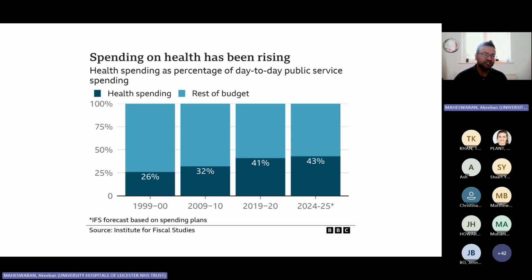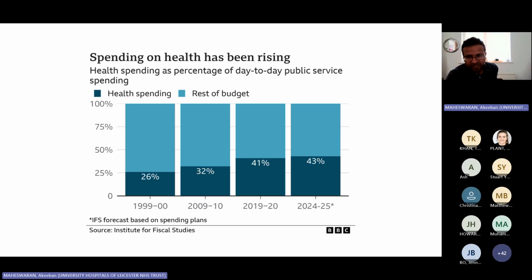So yes, you can say health is nearly 50% of all public sector spending. There we go. So if we look at spending as a percentage of day-to-day public spending, just shy of half of all the money that the government spends on public sector spending goes on healthcare.